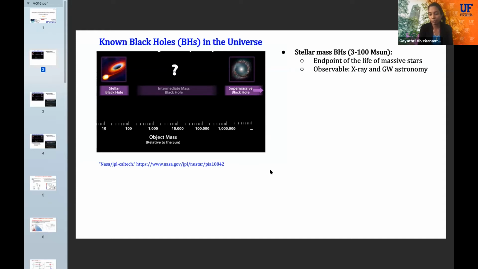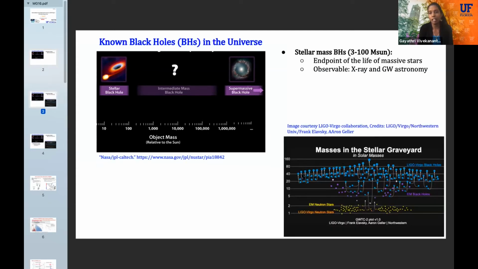In this plot, it shows all the detected stellar mass black holes and their mass ranges. The ones from the electromagnetic window are shown in purple, and the light blue ones are from the gravitational wave window. This plot also shows the neutron stars, but our main focus is that we have quite a lot of detections from this mass range, especially the stellar mass range.